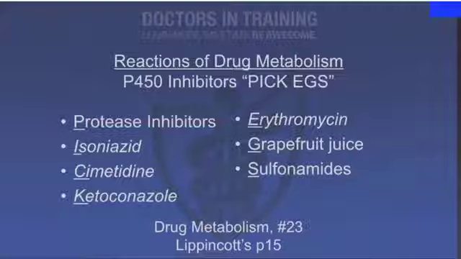G is for grapefruit juice. And S is for sulfonamides, or sulfa drugs. These include antibiotics, sulfonylureas, which are used to treat diabetes, and thiazide diuretics. So you'll notice on there one thing that's not a drug, which is grapefruit juice. Grapefruit juice inhibits cytochrome P450 3A4, which, remember, metabolizes about 60% of drugs that are out there. So that's a pretty important interaction.